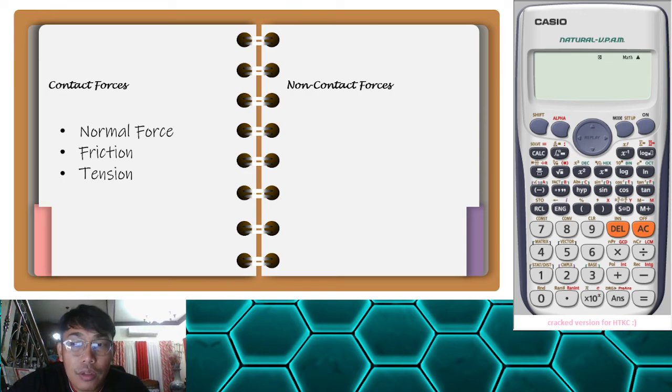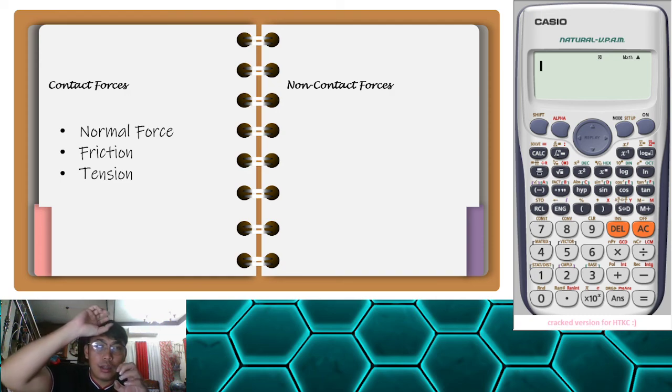For tension, it is normally found on springs, ropes, and chains. As long as there is pulling or pushing using those strings, there will be tension. Tension is not the tension that makes your heart pound. No, that's not the tension we're talking about. The tension we're talking about here is the tension between the object and the rope or string attached to it.